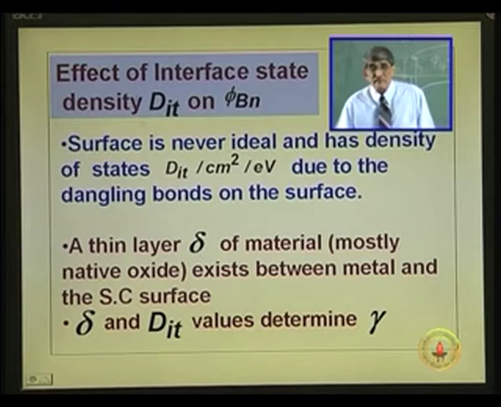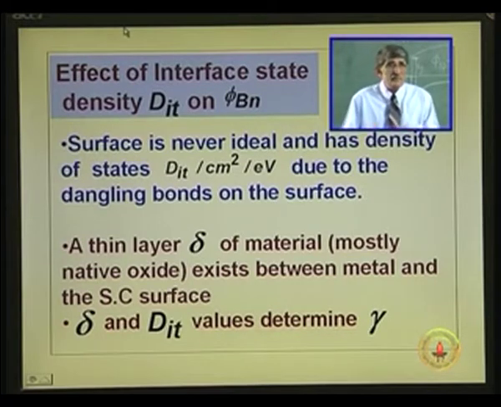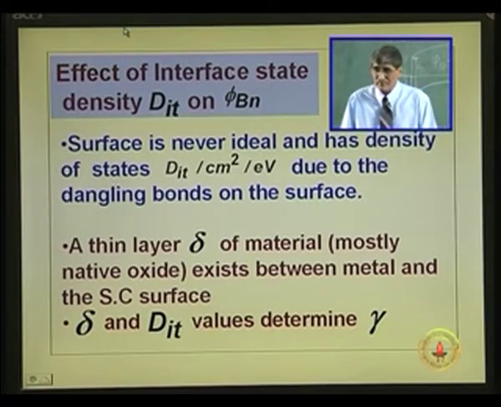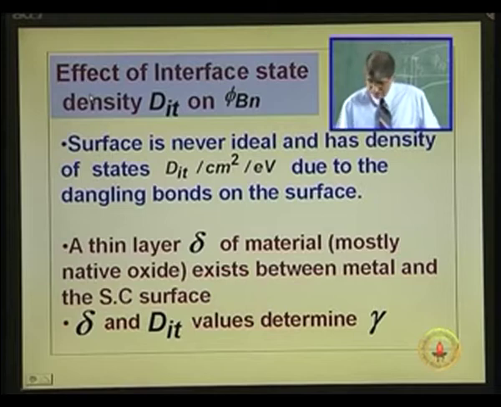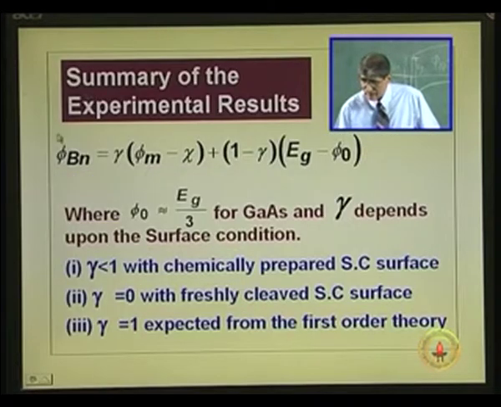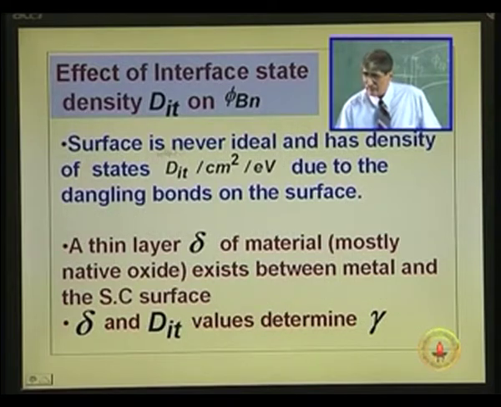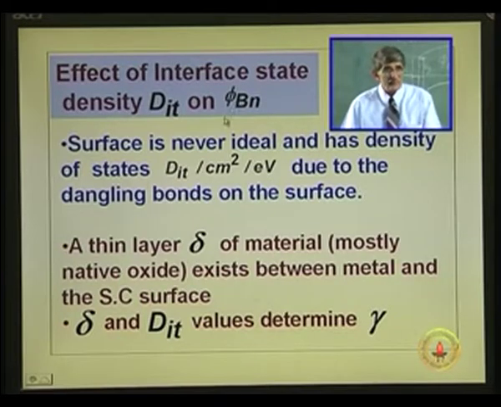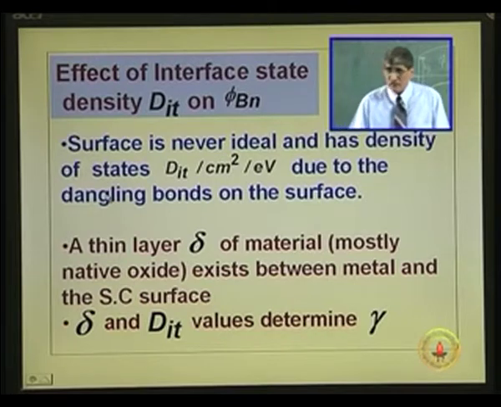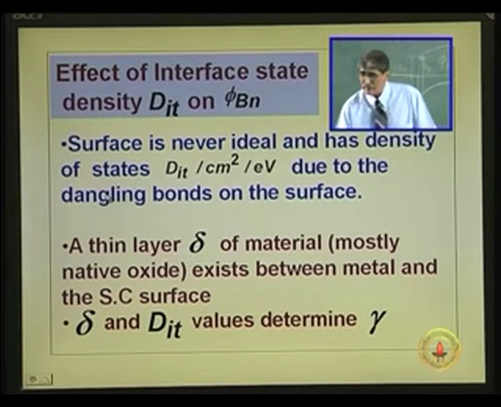So, now let us take a look at a little bit more of the physics of this one. Effect of interface state DIT on phi b n, because we have seen here phi b n and gamma. So, here what we are seeing is the effect of interface state on phi b n through gamma. So, gamma is related to phi b n. So, what is said here now, I have summed up whatever is to be said.